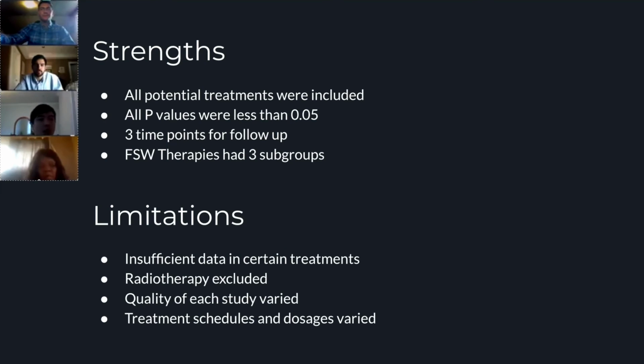Some strengths of this meta-analysis are that all the potential treatments were included, whether there was a lot of data on them or very little, and all the p-values were less than 0.05, which means all the insignificant data were filtered out. And then they used 3 time points for follow-up. And also the focused shockwave therapy had 3 different intensities: low, medium, and high.